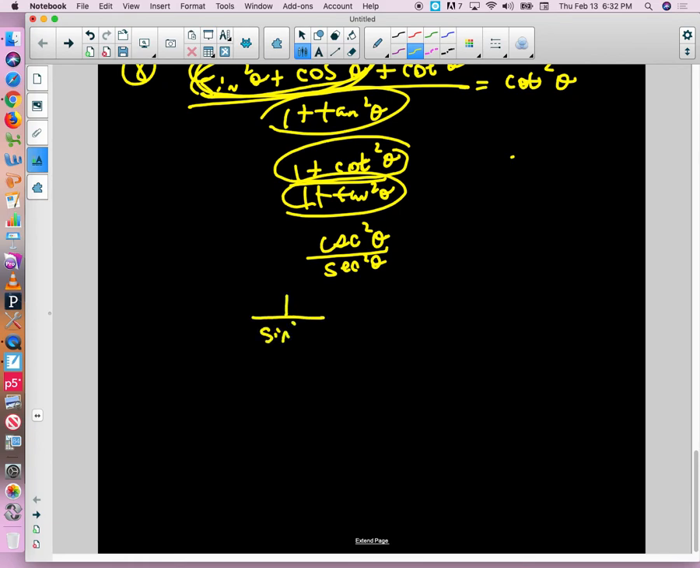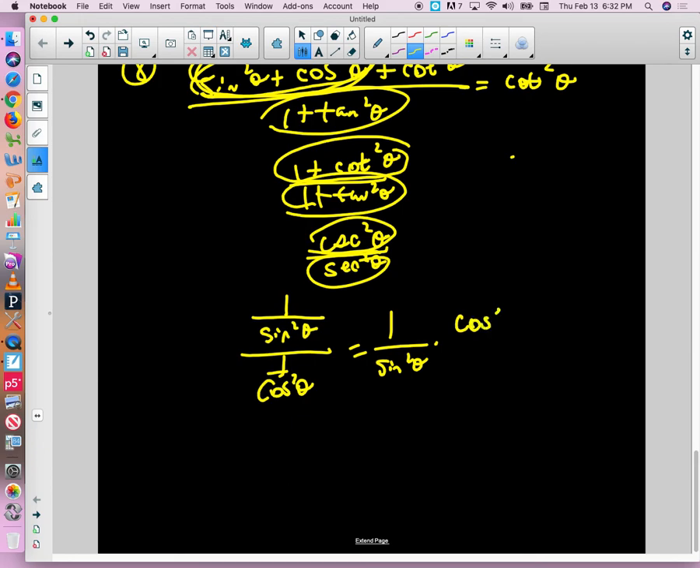1 over sine squared divided by 1 over cosine squared. Keep change flip. 1 over sine squared times cosine squared over 1. And that gives me cosine squared over sine squared, which is cotangent squared.